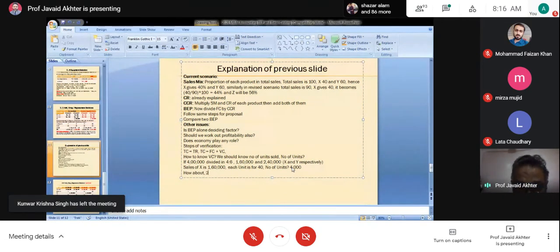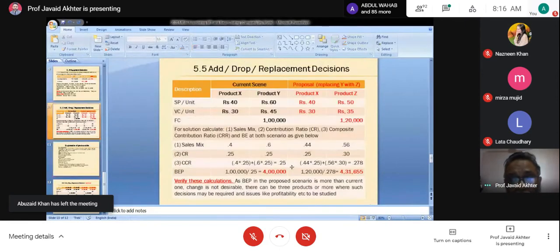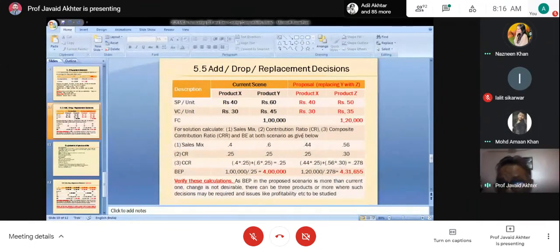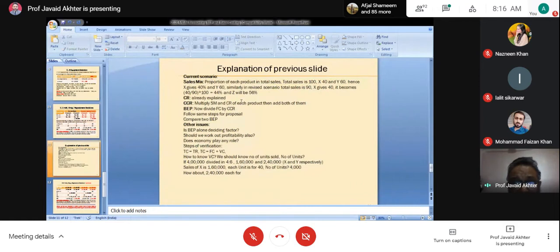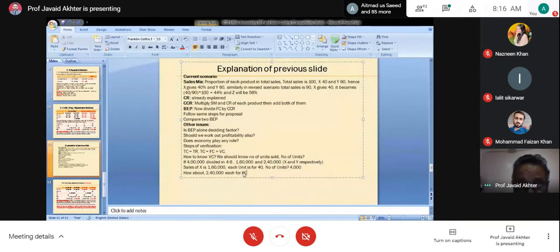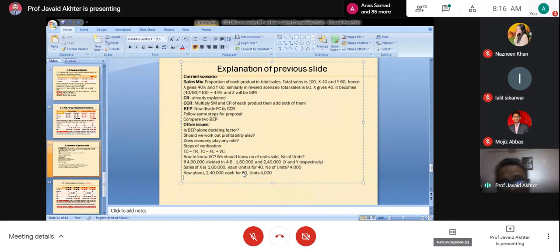Similarly, apply the same data on Y. Y you are selling for 2,40,000. Each unit is for how many rupees? Sales price, not the variable cost. 60. See, your total sales volume is 2,40,000. Each unit you are selling for 60. How many units will there be? 4,000. Now you have got units.